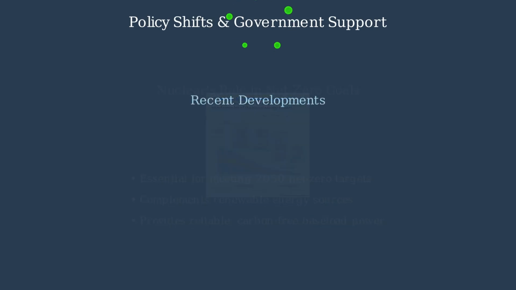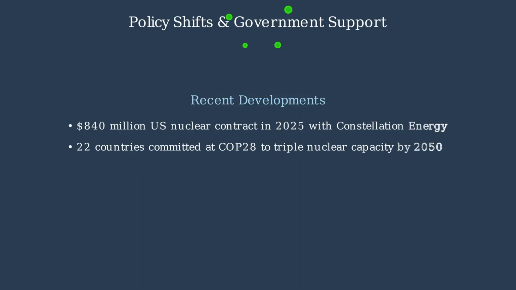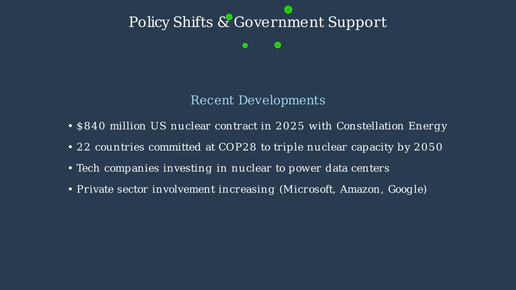Recent developments include an $840 million U.S. nuclear contract with Constellation Energy in early 2025 and a commitment from 22 countries at COP28 to triple global nuclear capacity by 2050. The private sector is also increasingly involved, with tech giants like Microsoft, Amazon, Google, and others investing in nuclear energy to power their data centers and AI operations.